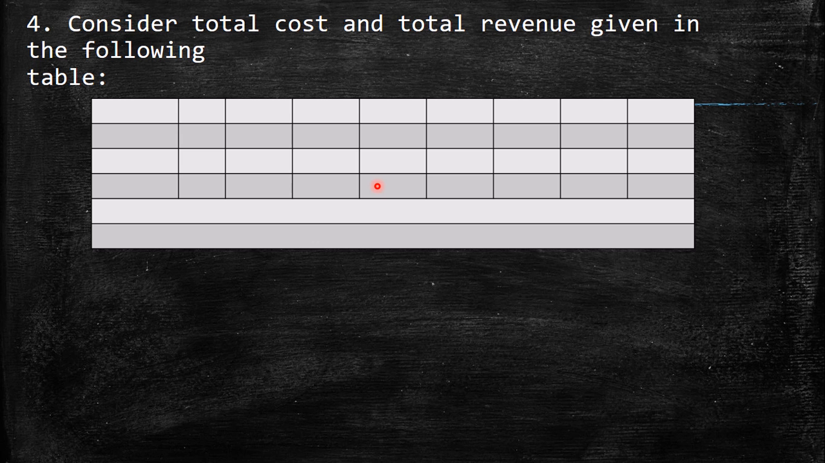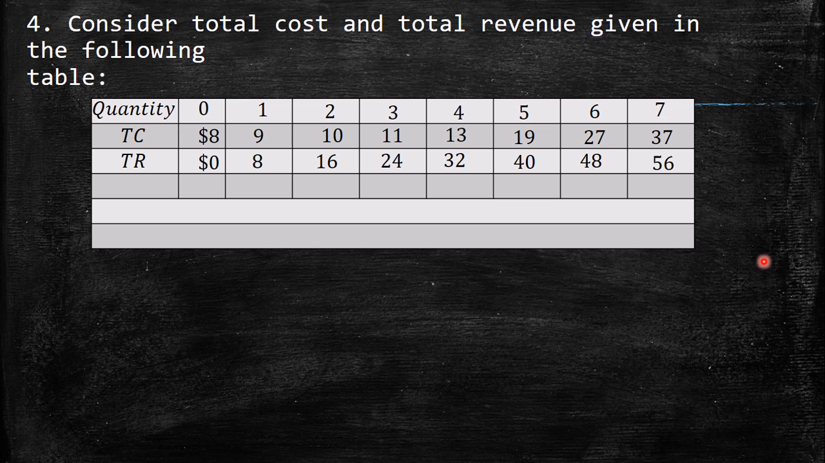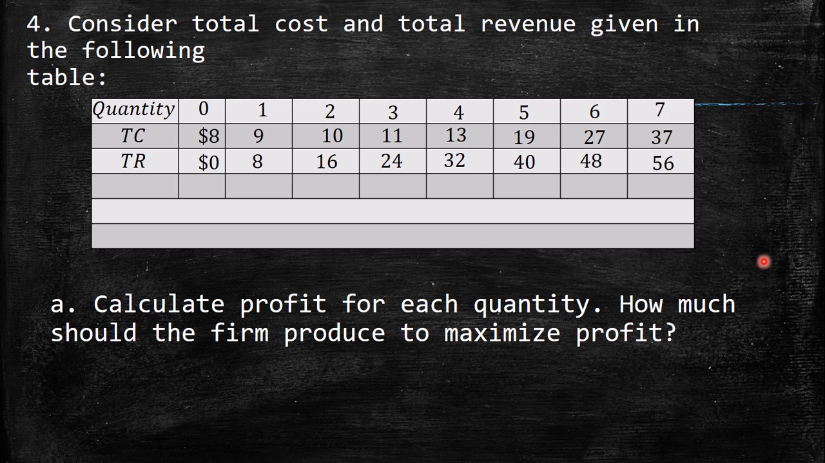Then we have the fourth question. Consider total cost and total revenue given in the following table. So here we have quantity. Then we have the total cost, which naturally increases with the quantity produced. Here we have the total revenue as well, it increases. And then the first question says, calculate profit for each quantity. How much should the firm produce to maximize profit?